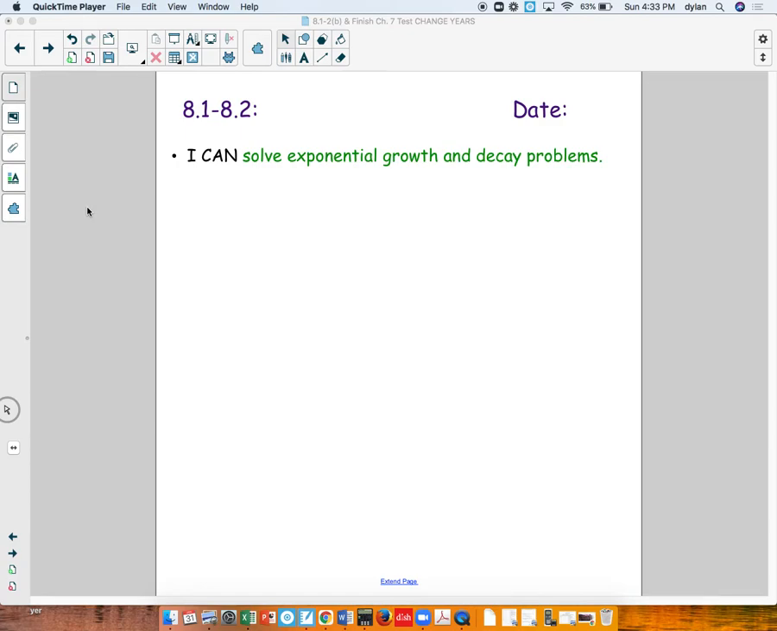Today we're going to be doing more review from Algebra 1. We're going to be looking at exponential growth and decay as well as compound interest. So take a moment to set up your note sheet, and then as soon as you're ready, resume the video and we will get started.